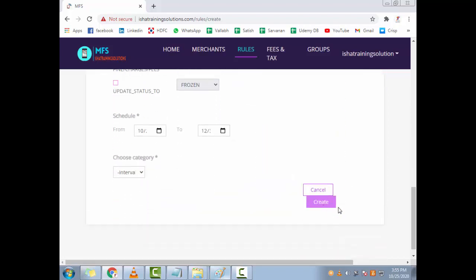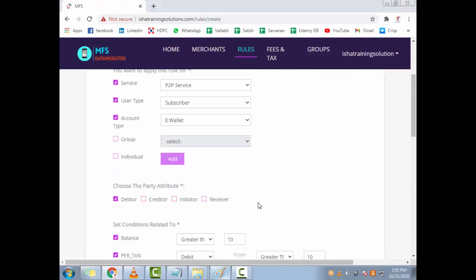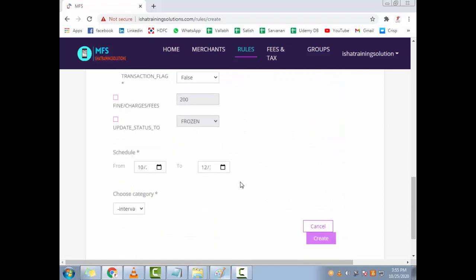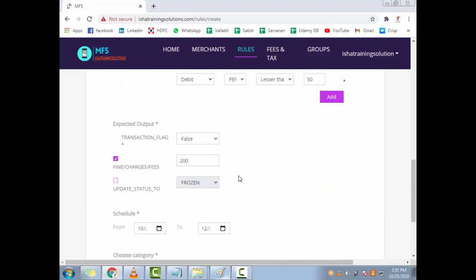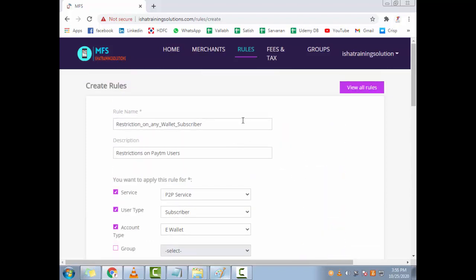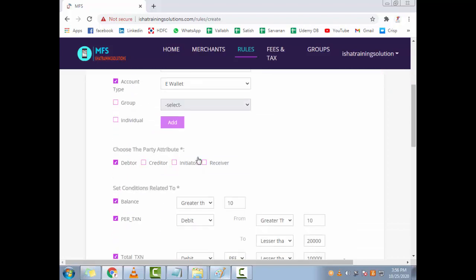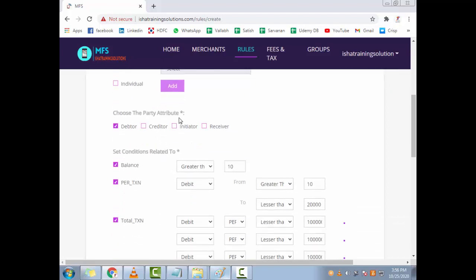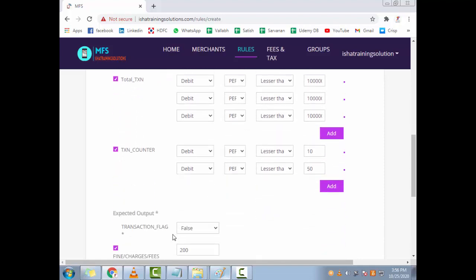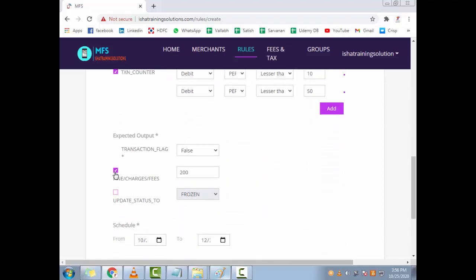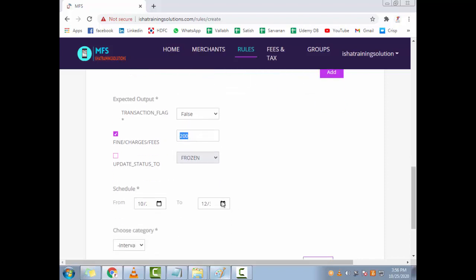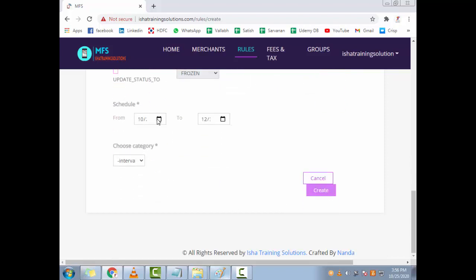Now you go ahead and create the rule. Like this we can create the rule. Looks like there is some small issue here. Am I missing some information? This is mandatory. I filled up all these mandatory fields. Output flag mandatory. Okay, so fine charges is also mandatory. So I've given schedule, so it should allow me to do it.